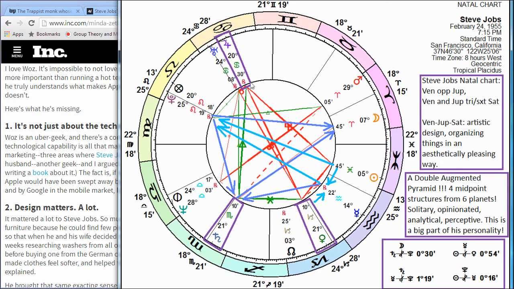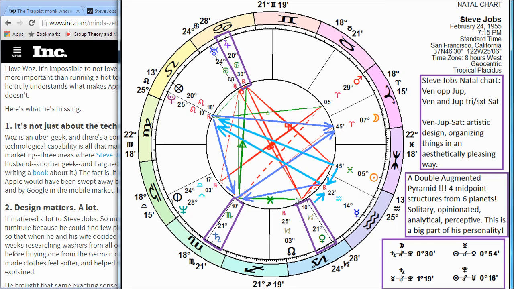Saturn limits the exuberance, the largeness of Jupiter. I shouldn't say exuberance, but just the largeness of Jupiter. Saturn puts it under control. It makes for efficiency. It makes for planning and design. And with Venus, it's beauty, so artistic design.